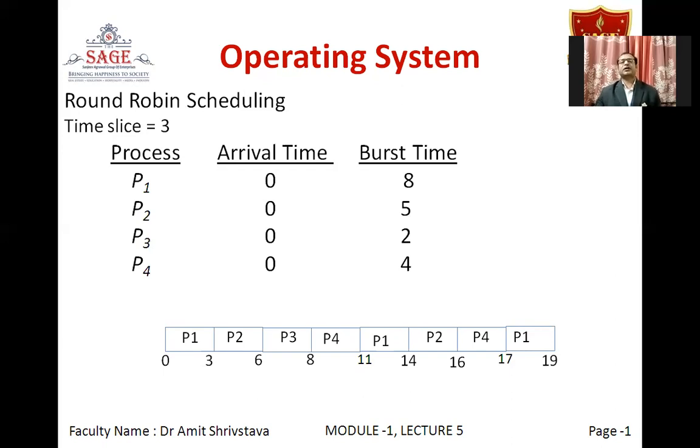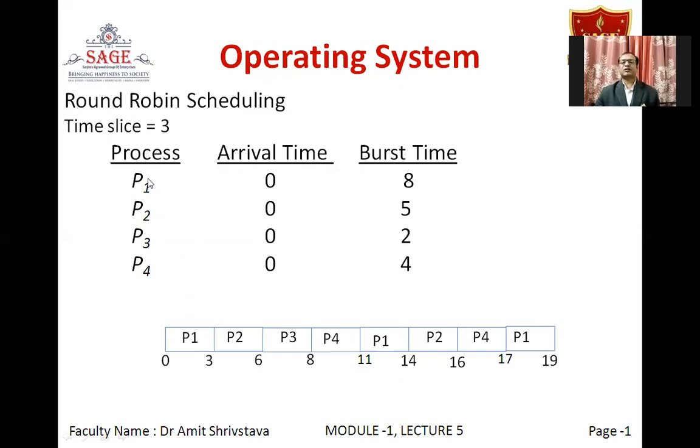So let us take an example. The time slice we have allotted is, let us say, 3 milliseconds to every process. We have 4 processes. Arrival time of all the processes is 0, that is, at 0 time interval, all the processes are available. The CPU bursts of P1, P2, P3, P4 are 8, 5, 2, and 4. So the time slice of 3 milliseconds will be allotted to every process in a round robin fashion.